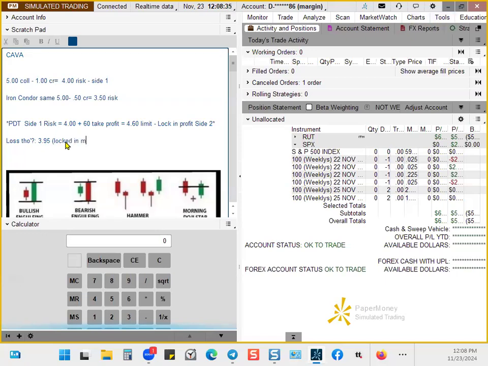Yes. Okay. Locked in amount minus original credit, I get you. 295 is the total loss in this example.